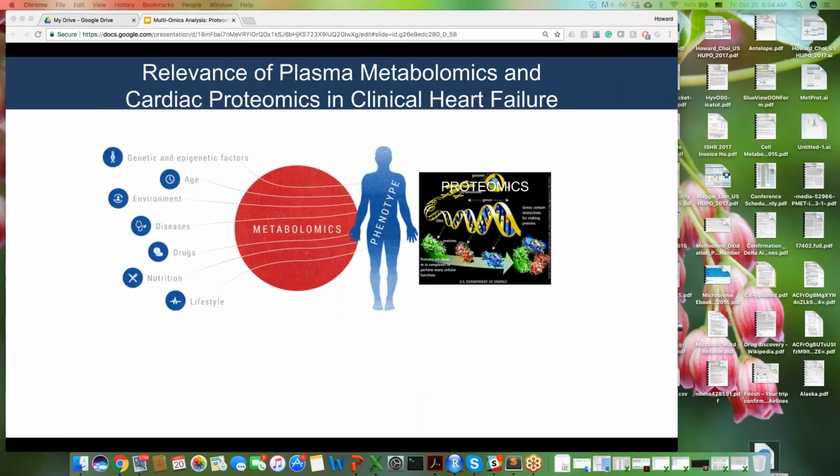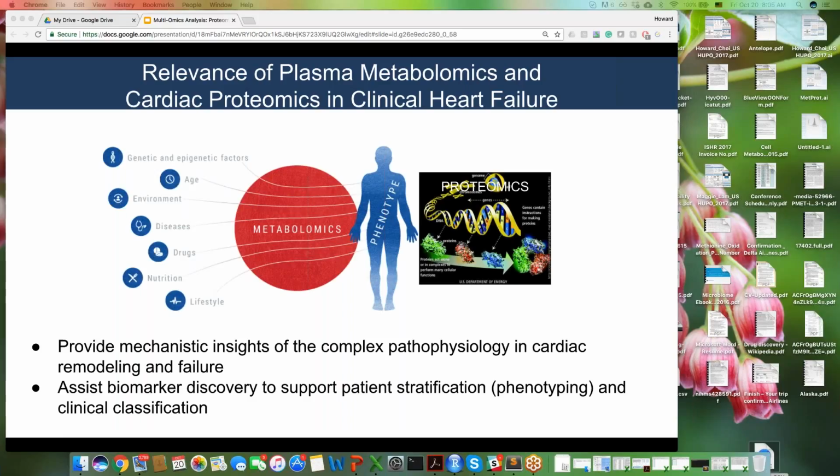So why are proteins and metabolites important? Proteins are an end product of the central dogma, and the metabolite is an intermediate as well as an endpoint product of metabolism. And more importantly, proteins and metabolites are essential building blocks that collaboratively formulate biological pathways. Thus the phenotypes are most closely reflected by the dynamics of both metabolites and proteins. So the largest scale multi-omics approach may provide mechanistic insights of the complex pathophysiology and cardiac remodeling in failure, as well as assist biomarker discovery to support patient stratification and clinical classification.